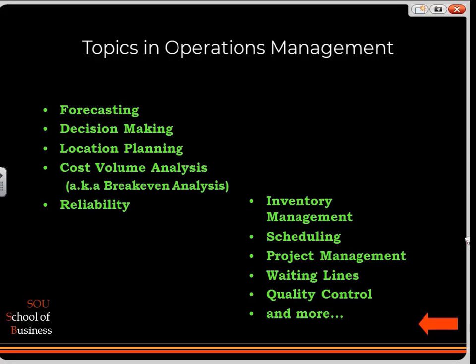So here's the set of topics that are typically covered in an operations management class. Operations management, I call it the quantitative side of management. It is where you use quantitative tools for the purpose of making decisions. Pretty much everything that we will be going over in this class will be quantitative models or methods that will help us make decisions.